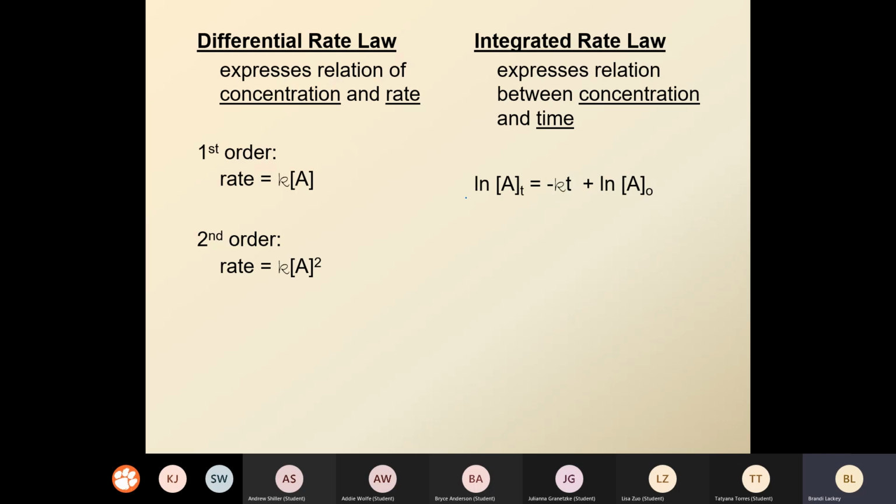Right, so the second order differentiated rate law was like the A squared. For second order integrated rate laws, it's that third equation under kinetics on your reference sheet. It's 1 over concentration is equal to positive kt plus 1 over initial concentration. And this one is rearranged from what's on your reference sheet, that way it's in that y equals mx plus b formula so you can graph it.